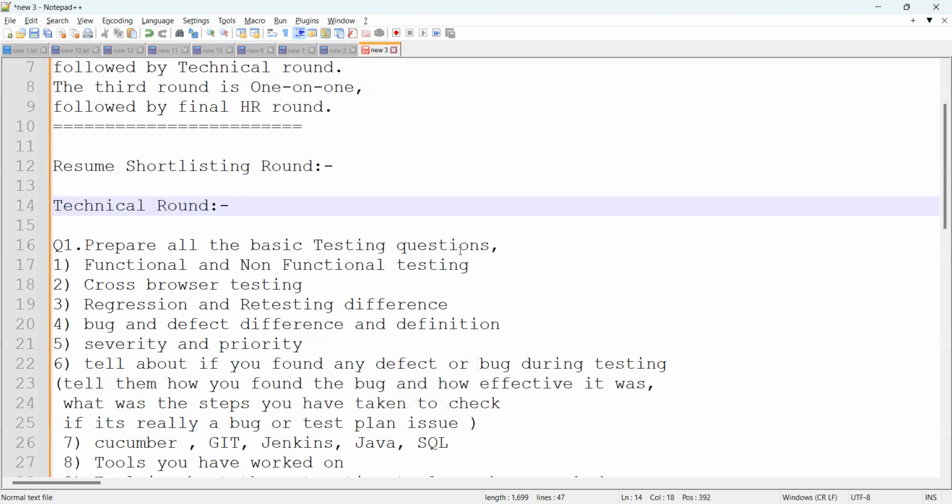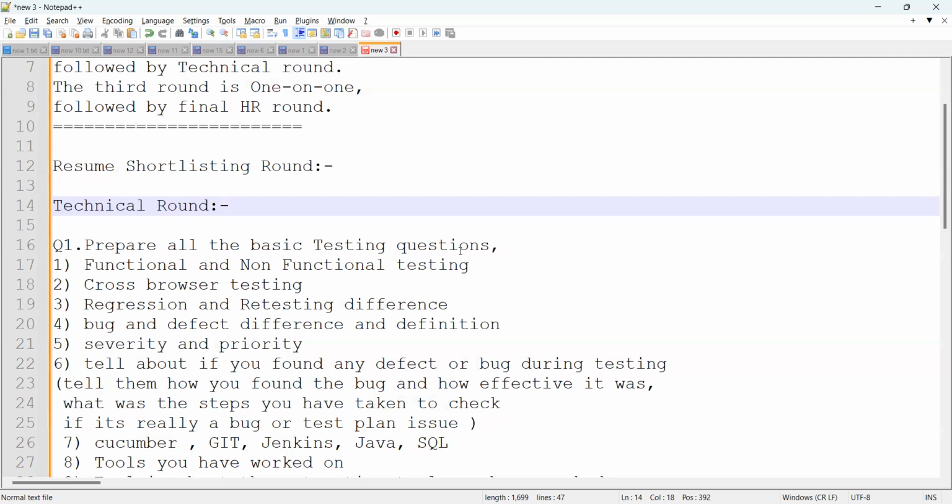Again, an important question of manual testing is severity and priority. So this is a very important question. What is the difference between severity and priority? Who gives the severity? Who gives the priority? And as a QA, what will you do? Are you going to give the severity, or are you going to provide the priority? He might ask you to give some examples of high severity, low priority, low severity. So you have to give the answer as per your experience.